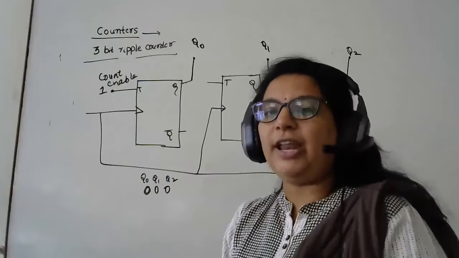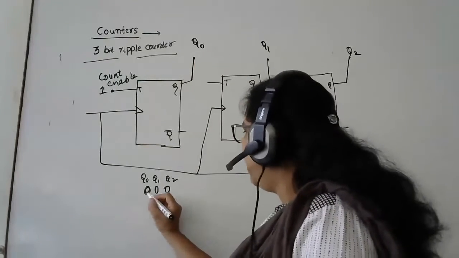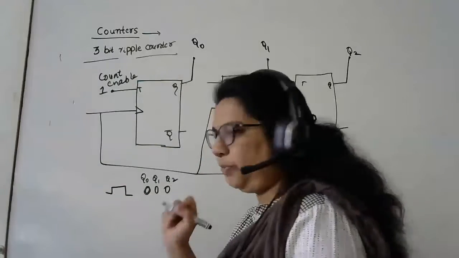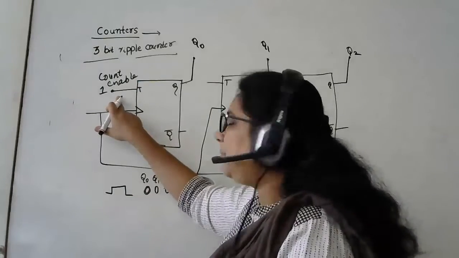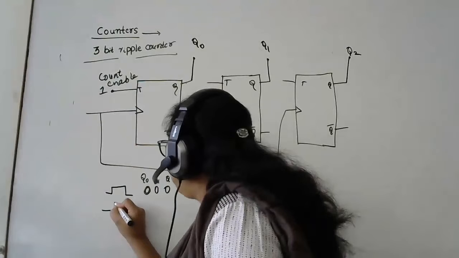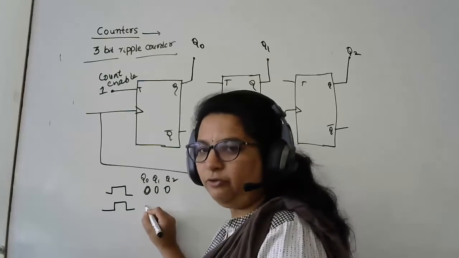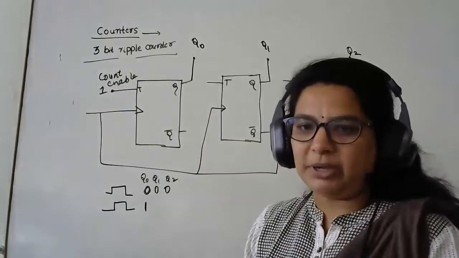So when I apply the next clock pulse, what will be the output of Q0? To start with, in the first clock pulse, initially my output was 0. Now I am applying the second clock pulse, with T input equal to 1. So when I apply the clock pulse, what happens to the Q0? Q0 will become 1, right? Because it is a toggle flip-flop. So Q0 has become 1.